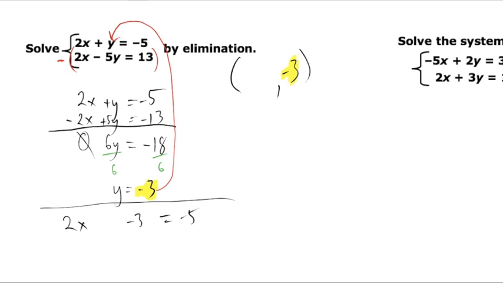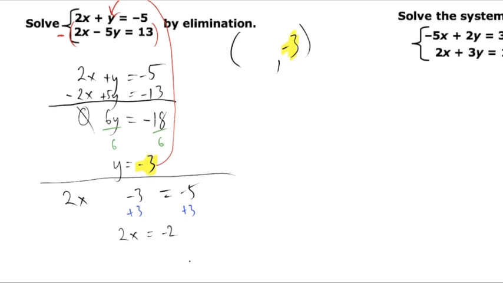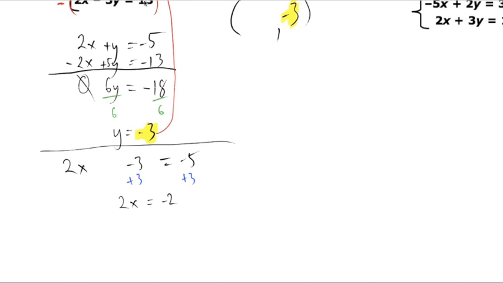And now this is a two-step problem. I'm going to start by adding 3 on both sides. I get 2x equals -2. Divide both sides by that 2. And I get x equals -1. So now we just found the x of our solution.